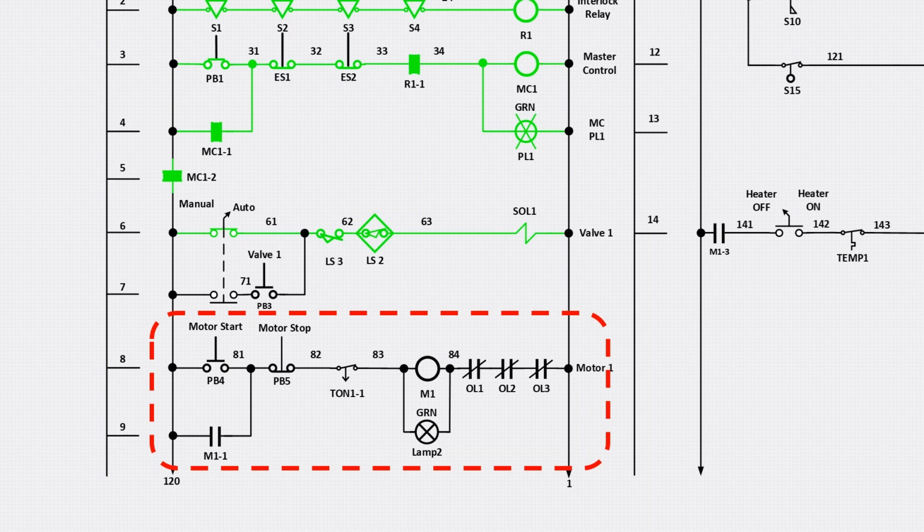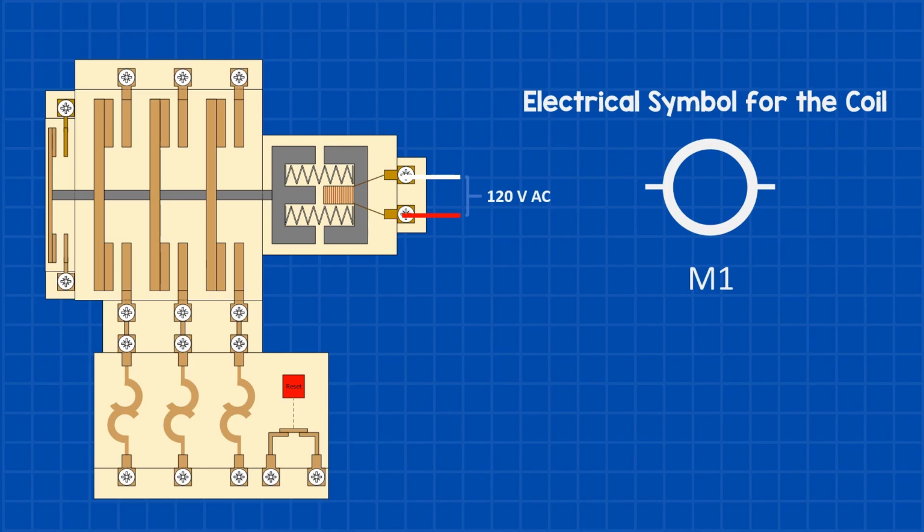We've already covered most of the symbols here, except for the timer contact and the motor starter. I'll explain the timer a bit later. For now, just know that it's normally closed. Let's focus on the motor starter. The symbol for a motor starter is the same as a relay, a coil.